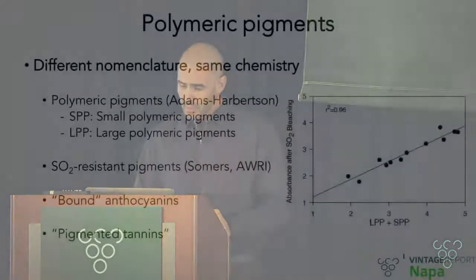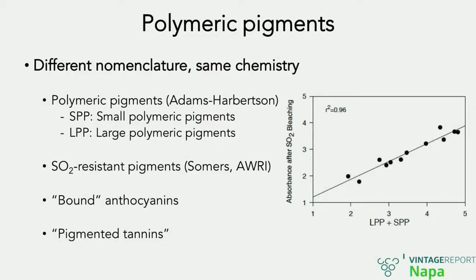Okay? Now, a problem with polymeric pigments is that every single lab and analysis seems to call them in a different way. You might have heard about the Somers and Evans assay. They call them polymeric pigments, and they come from the summation of small polymeric pigments and large polymeric pigments. But the Australian Wine Research Institute, in the early 70s, not just yesterday, the early 70s, developed an assay in which they call them bisulfite-resistant pigments. It's the same. I have here the term bound anthocyanins. I have here the term pigmented tannins. I just want you to know that this is the same. The chemistry in the method might be a little bit different, but we are talking about the same thing here.